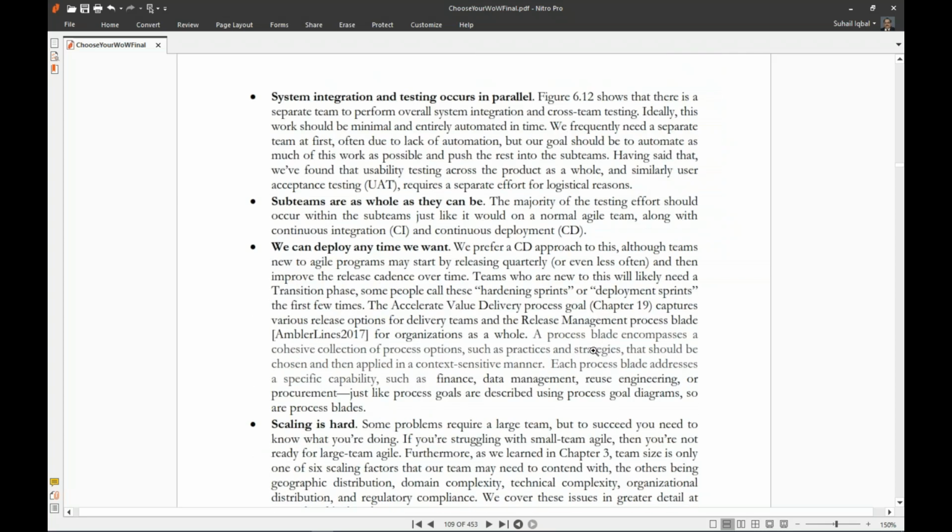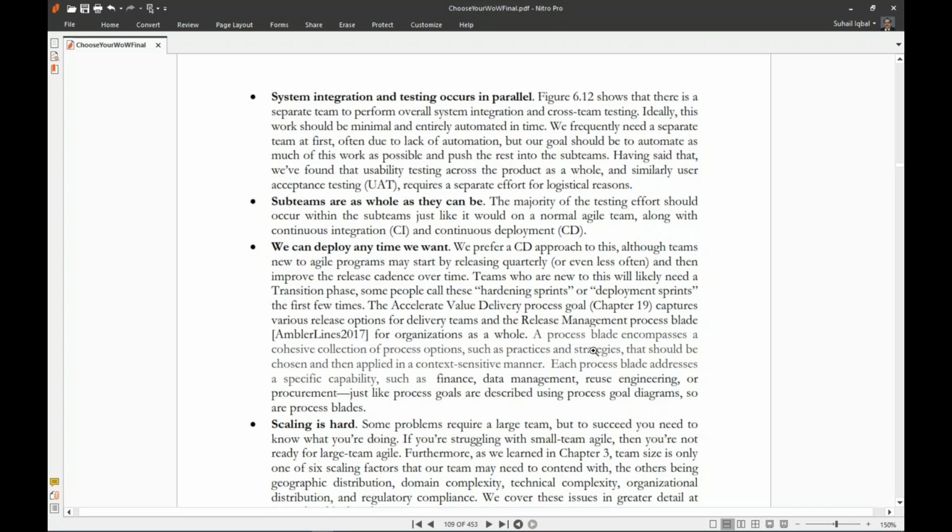System integration and testing occurs in parallel. Figure 6.12 shows that there is a separate team to perform overall system integration and cross-team testing. Ideally, this work should be minimal and entirely automated in time. We frequently need a separate team, often due to lack of automation, but our goal should be to automate as much of this work as possible and push the rest into the subteams. Having said that, we have found that usability testing across the product as a whole, and similarly user acceptance testing, requires a separate effort for logistical reasons.